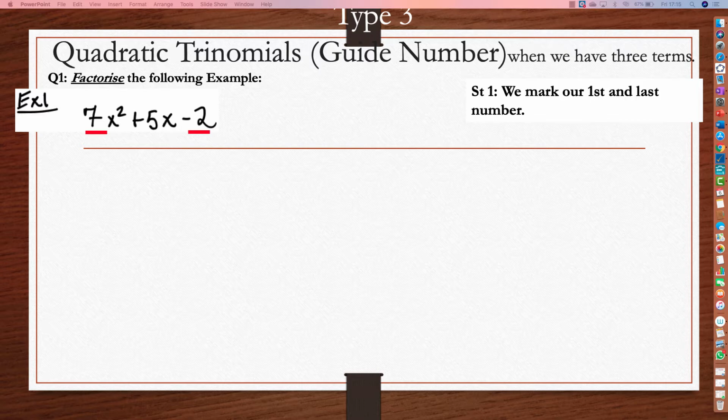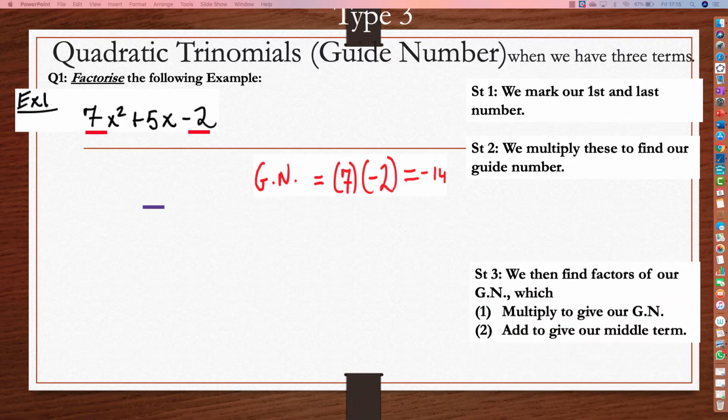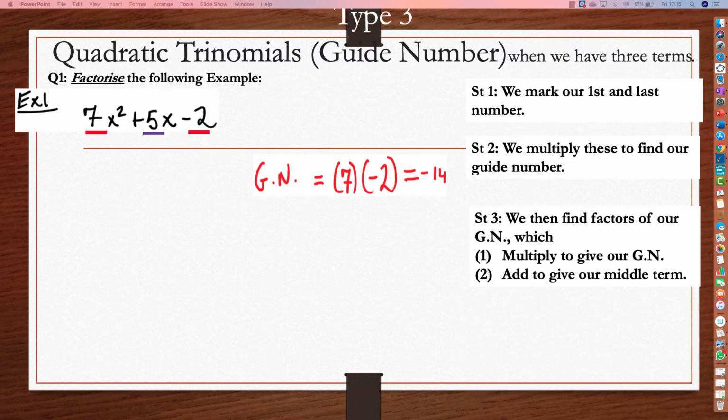The first number is 7, not 7x squared, just the 7, the number in front of x squared. And our last number is minus 2. When we multiply the two of these, we get something called our guide number, and that's minus 14. So that's our guide number. The next thing we mark is our middle number, which is 5.